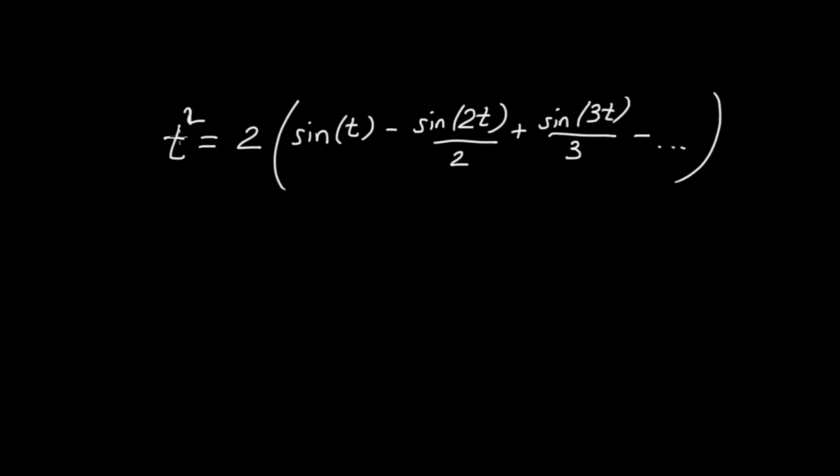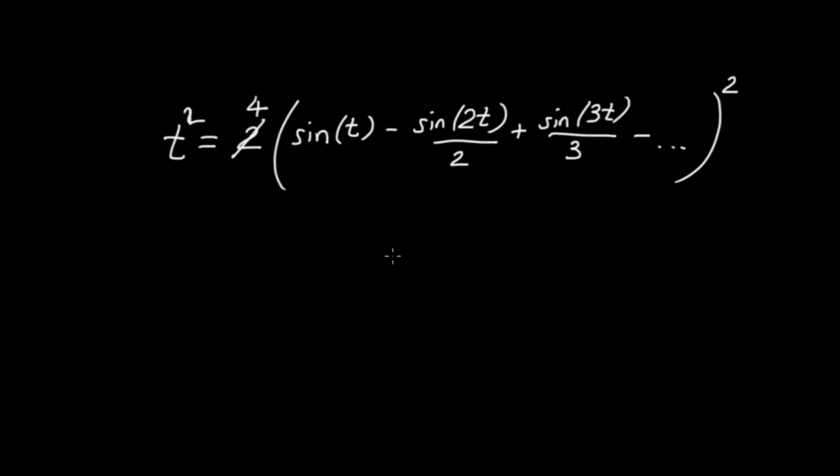Now, a naive approach would just be to square both sides. So I square the left-hand side, I get t squared. When I square the right-hand side, I get 2 squared, which is going to be 4. And then I just square this whole infinite series. A naive approach, and admittedly a promiscuous approach, since I'm squaring an entire infinite series.